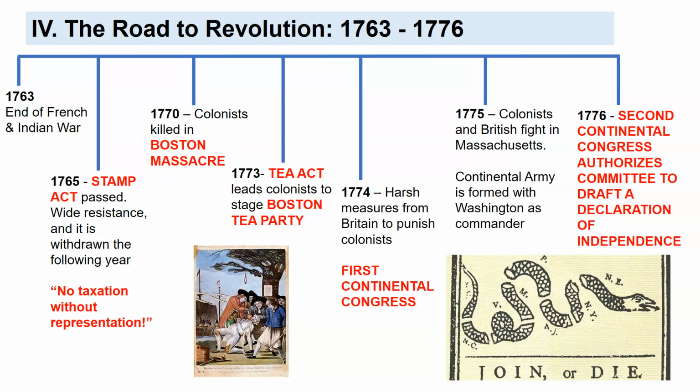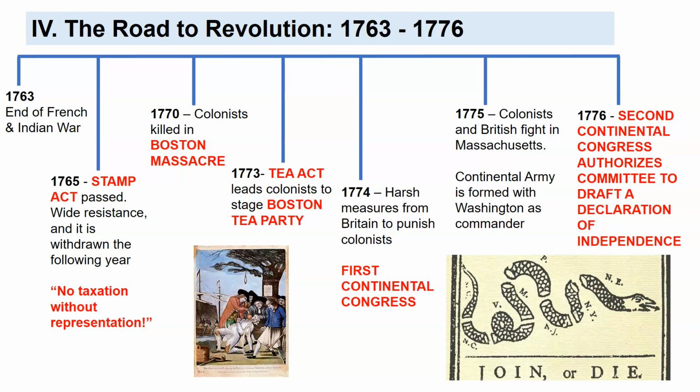Now, here's this timeline. I would like you to stop the video for a little bit and view what's going on. Here's the road to revolution. You see the end of the French and Indian War at the beginning, and then various actions by the British that lead to unrest and resentment by the colonists. In particular, you have the Stamp Act, passed in 1765, where you see wide resistance to it. Everything that had to have a stamp, from anything traditional to even something as simple as playing cards, was being taxed. This is where the idea of no taxation without representation really comes from.